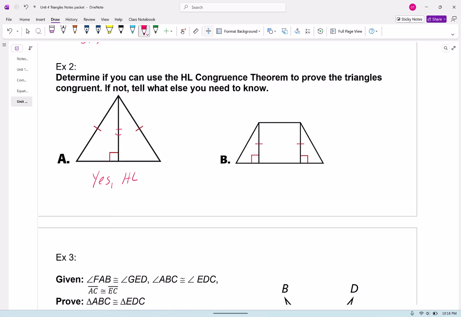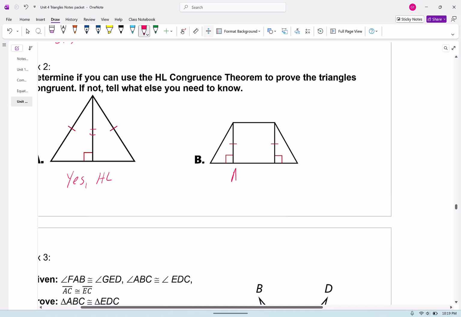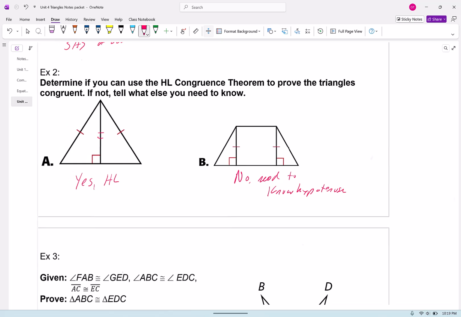All right, so looking at these triangles, I don't know for sure that those hypotenuses are exactly the same. And so, no, I need to know the hypotenuse.